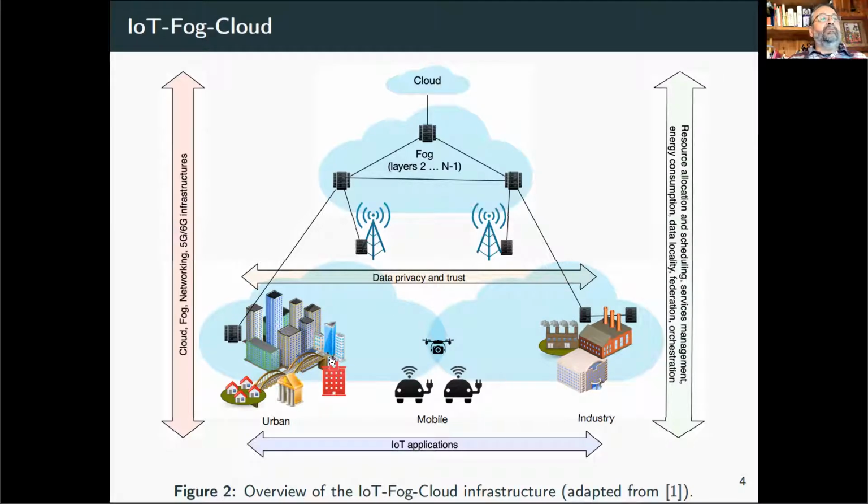This means we need to bring together the cloud, fog and networking infrastructures in a way that is as simple as possible. For this, of course, we need to address the resource allocation and scaling problem. We need to take into account service management, of course, energy consumption, and preserving data locality, and how this all goes together.